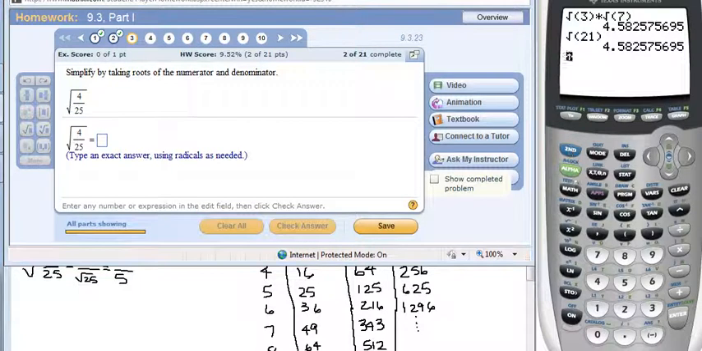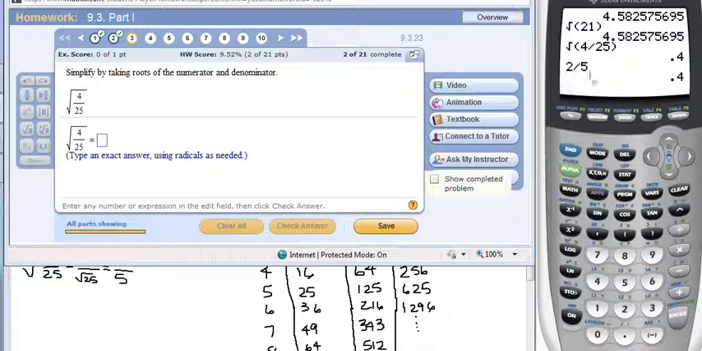Should we check that? I've got 4 divided by 25, and I'm saying that's the same as 2/5. No, I'm not. I'm saying that's the same as the square root of 2/5. Not the square root of 2/5, just 2/5. So yeah, they're the same. Okay?